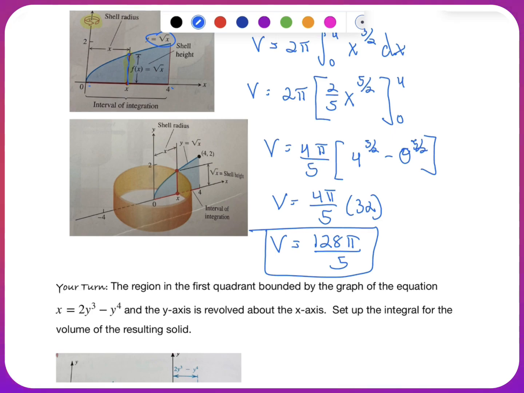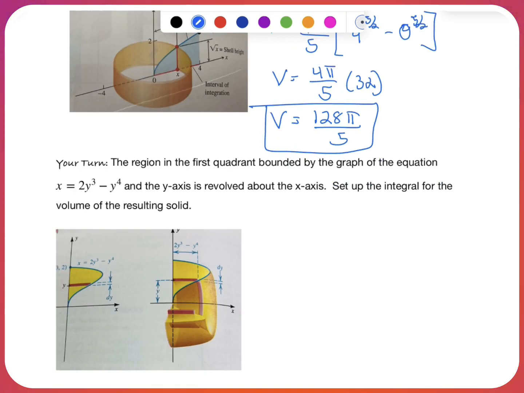Try the your turn problem below. The region in the first quadrant bounded by the graph of the equation x equals 2y cubed minus y to the 4th, and the y-axis, revolving around the x-axis. Set up the integral of the volume for the resulting solid. So you don't have to solve it, we're just going to set up the integral. So of course you want to start by drawing the graph, sketching the graph of x equals 2y cubed minus y to the 4th and the y-axis, revolving around the x-axis. So on the left-hand graph, that's my shaded region.